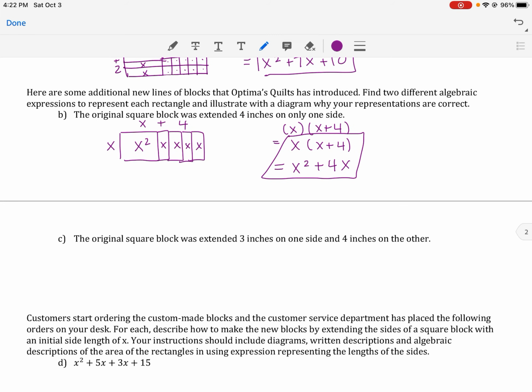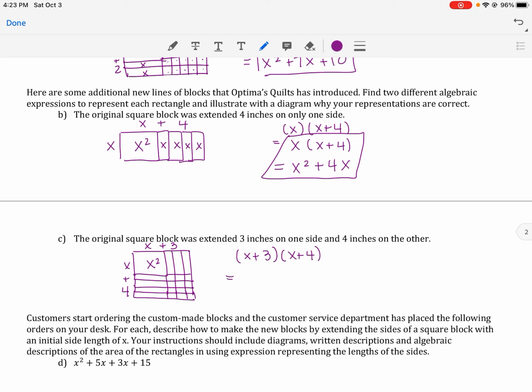Okay. Original block was extended 3 on one side and 4 on the other. So we've got the x squared, and they're saying, okay, extend this 1, 2, 3 on one side, and then 1, 2, 3, 4 on the other. And you may have to kind of fill things in a little bit. Okay, so if this top side is x plus 3, the other side is x plus 4. So if we write the area as the outside, it's (x plus 3) times (x plus 4).